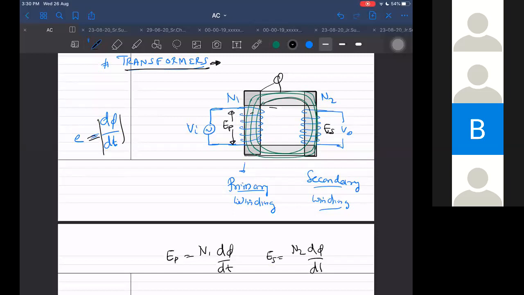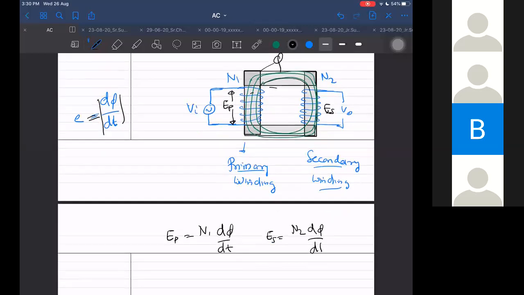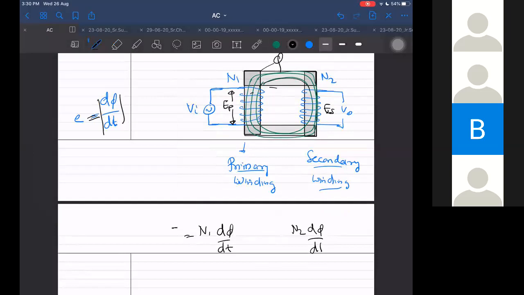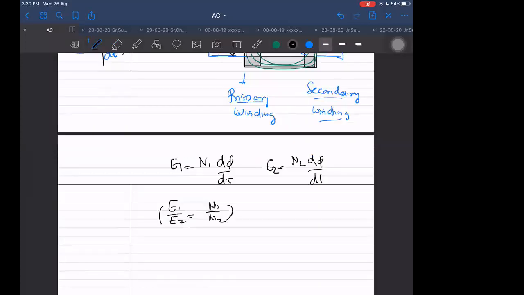V1, V2 also we can call. Now, what is it finally? Since I am already representing N1 and N2, I will call them E1 and E2. That is better. Then I will be getting E1 by E2 as N1 by N2. This is one equation which we are having.